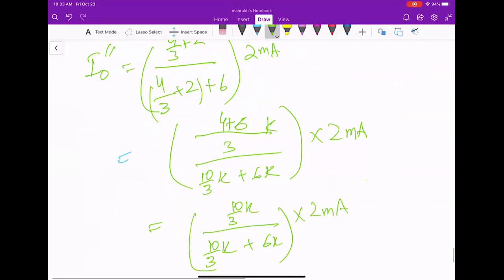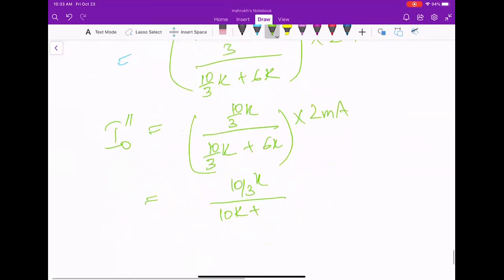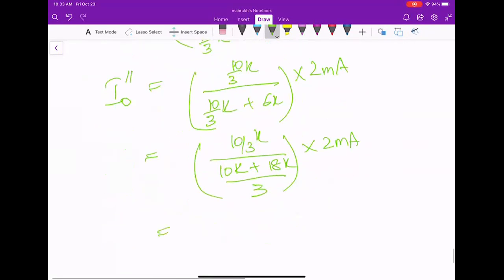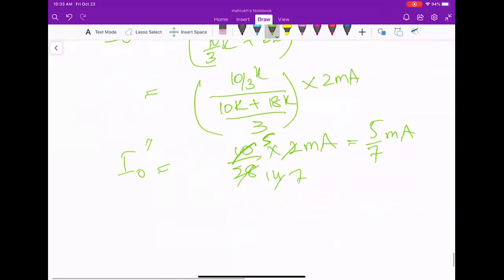Is the formula of current division right or not? Yeah, it looks right. Okay. So it will become 5 by 7 milliamps. Okay, I naught double dash.